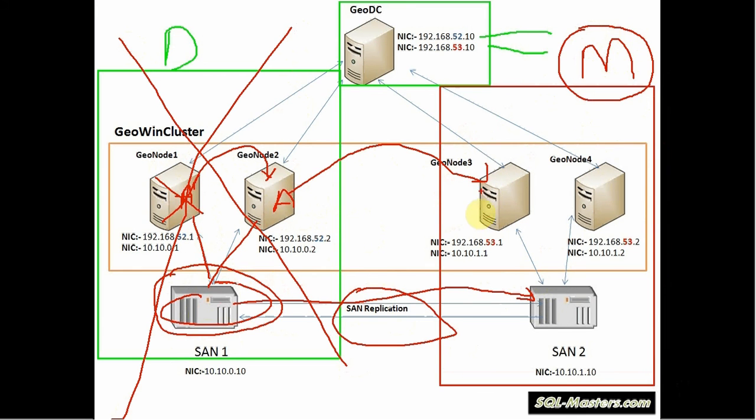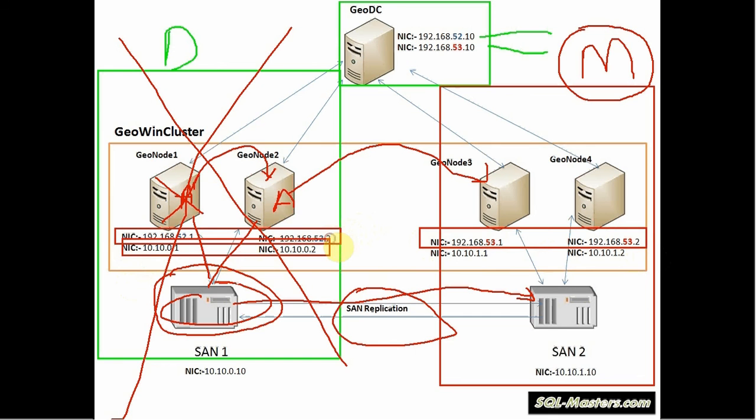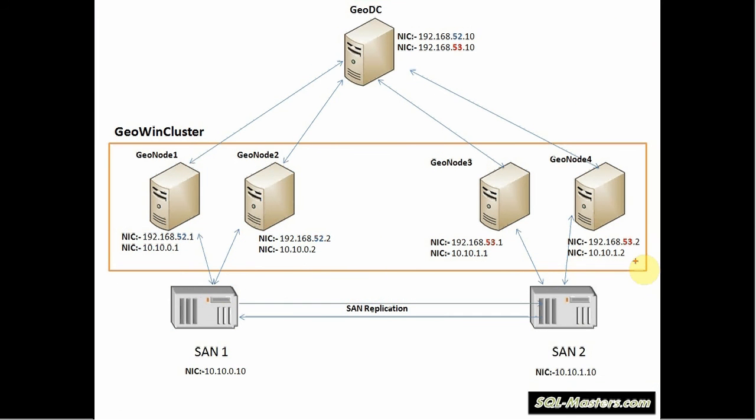As you can see, the nodes have different IP addresses with different subnets. So we have .52 subnet and .53 subnet, and we have 10.10.001 and 2 for the SAN, and over here we have 10.10.11 series for the SAN 2 at Mumbai location. So both are on different subnets. This is the core fundamental of multi-subnet environment.